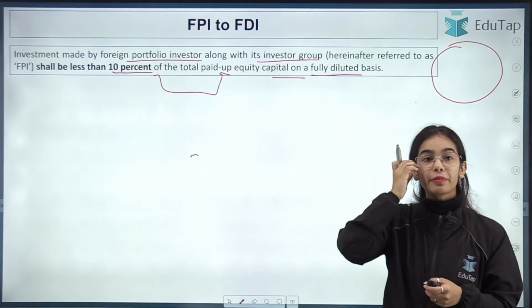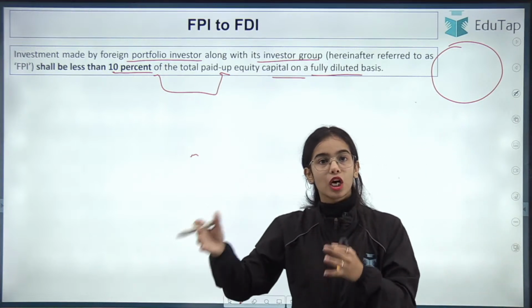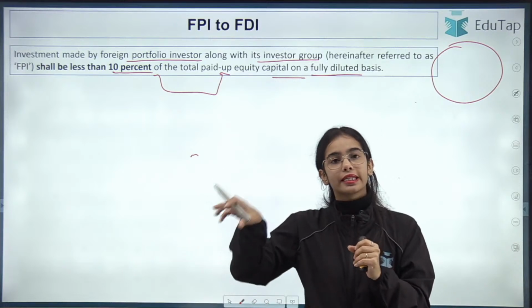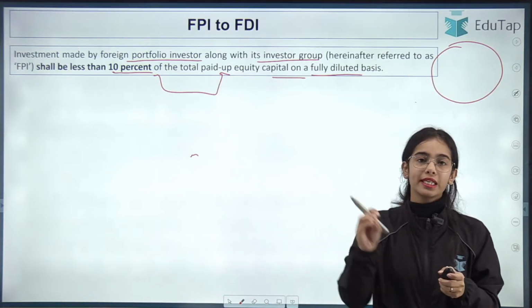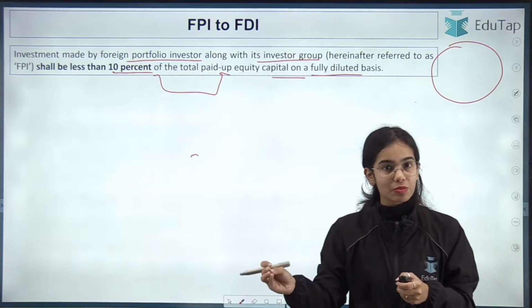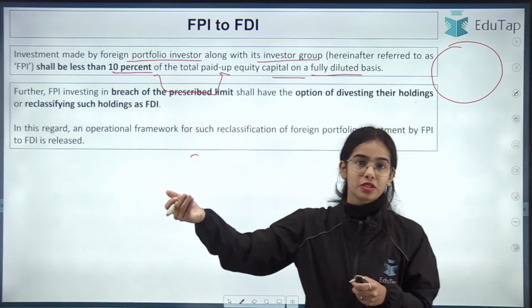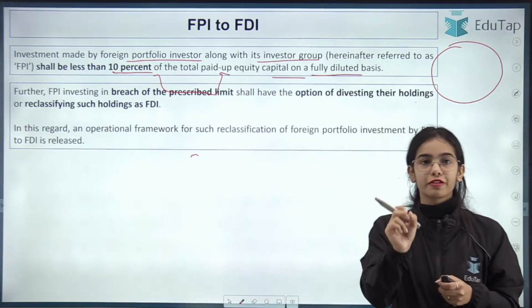So the investment made by foreign portfolio investor along with its investor group, if it is less than 10% in the shares, then it will be considered FPI only, then it will be considered portfolio investment only. But if it is 10% or more than 10%, then it will come under the FDI category.